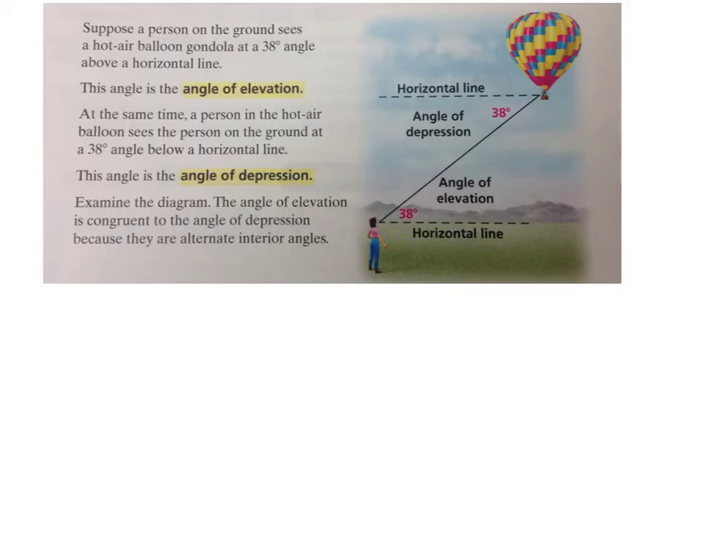First, let's try to understand what an angle of elevation and an angle of depression are. We have the person standing on the ground looking up to the hot air balloon. They're looking up at an angle of 38 degrees with a horizontal line. So that would be an angle of elevation. The person in the hot air balloon is looking down to the person on the ground at an angle of 38 degrees with a horizontal line. So that would be an angle of depression.